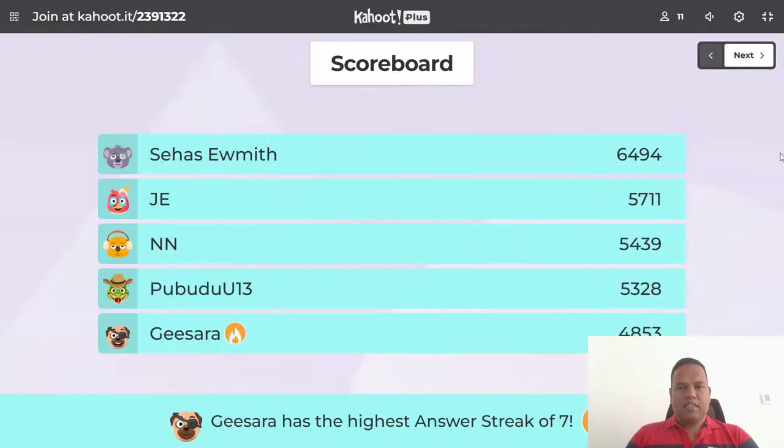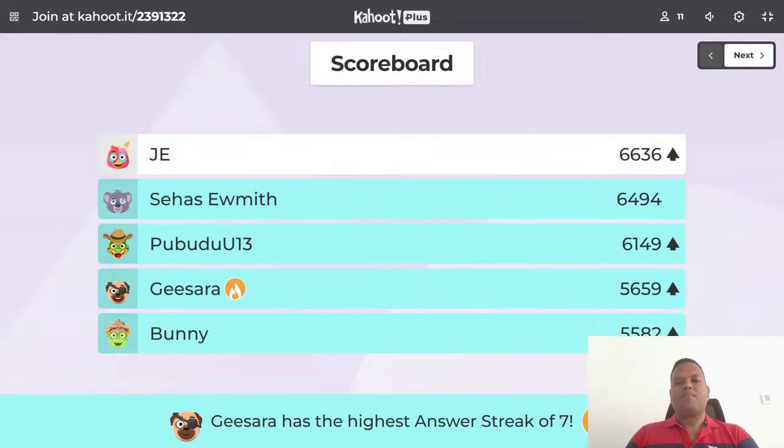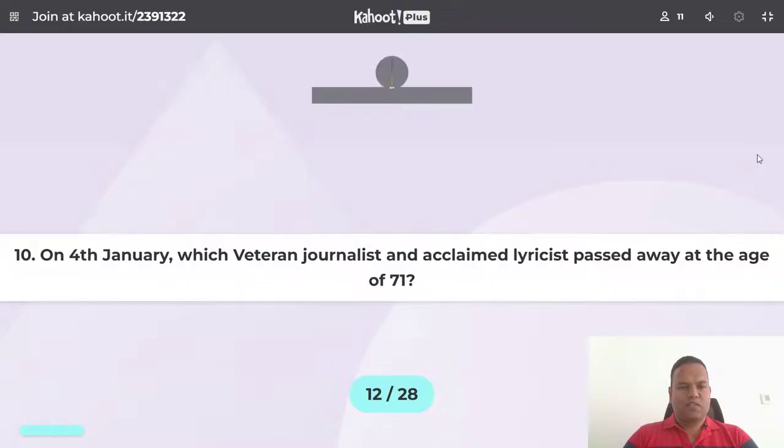Well done. Oh, Jeda got it. And jump back to the first place. Not much of a gap here. Bubudu, Geeser, and Bunny again on the top 5. Keep it up. Let's see the last one on Sri Lankan current affairs.